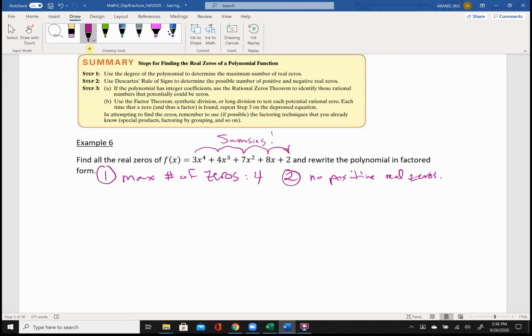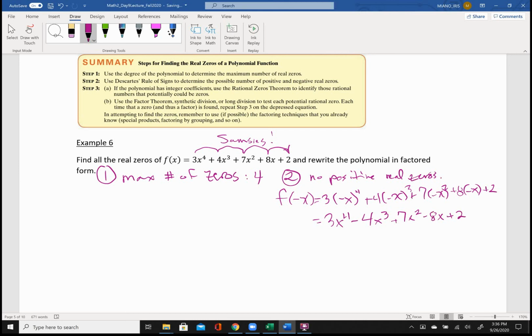Okay, so let's go ahead and do the other end of it and go f of negative x and see what we get. So that'll be 3 times negative x to the 4th power plus 4 times negative x to the 3rd power plus 7 times negative x to the 2nd power plus 8 times negative x plus 2. Okay, and that simplifies to 3x to the 4th. No change in that one, but this one changes, right? Minus 4x to the 3rd plus 7x squared minus 8x plus 2.